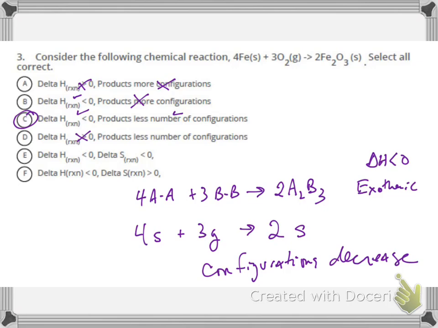Delta H is not greater than 0. E is true because delta H is less than 0, delta S is less than 0, so E is true, and that makes F wrong. So the answers are C and E.